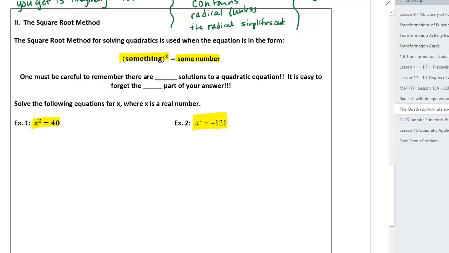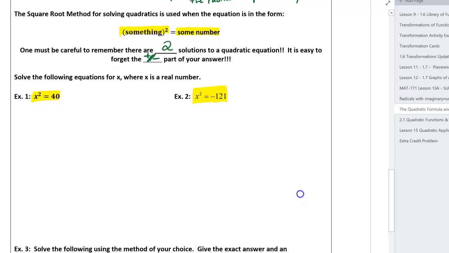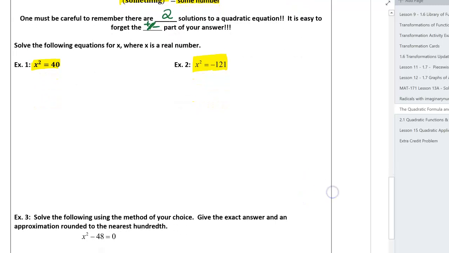However, this is probably the most common mistake I see. You must be careful to remember that there are two solutions to a quadratic equation. And it's easy to forget the plus or minus when you are solving by taking the square root. All right, so I'll show you what I mean in example 1.